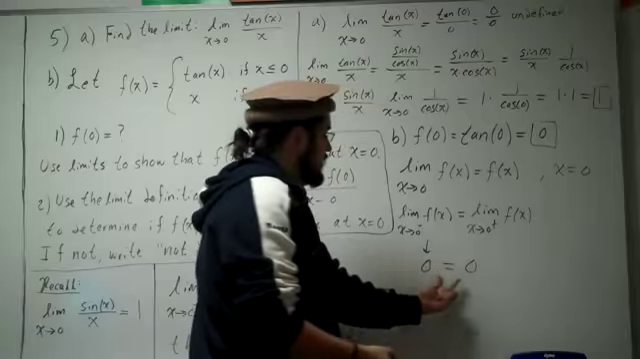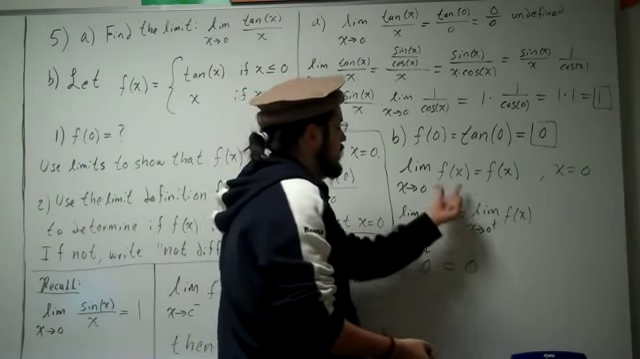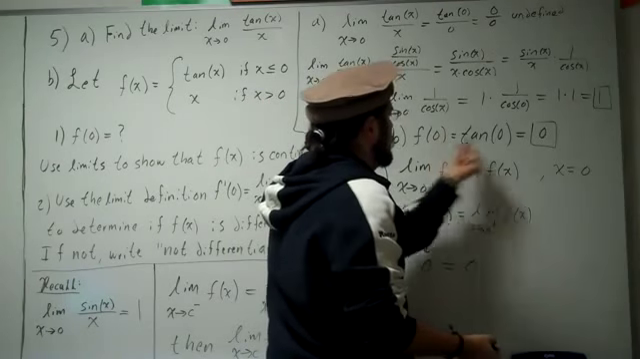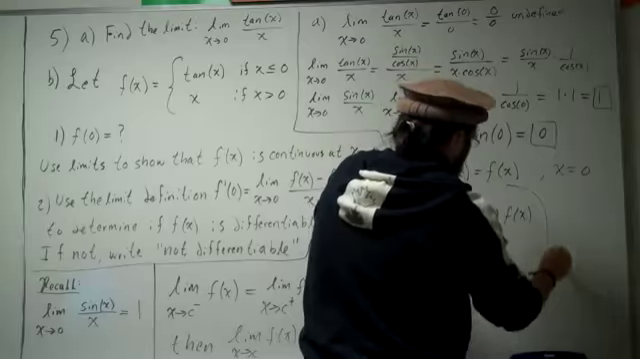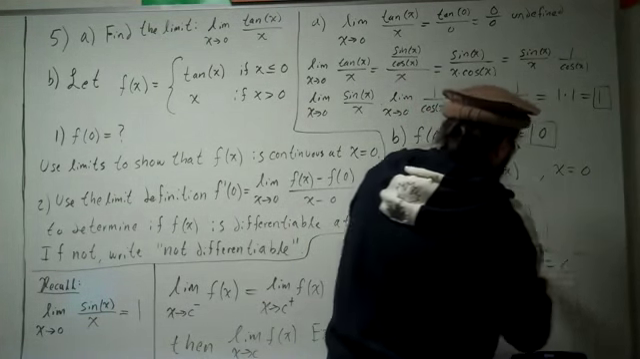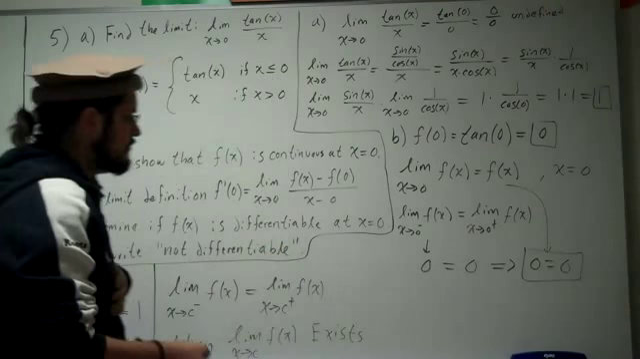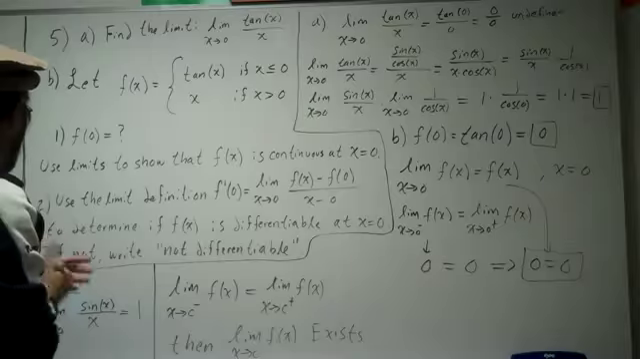So since this is true, since they're both equal, then this exists, and if this exists, then it's 0. So 0 equals f of 0, but f of 0 is 0, so yes. This implies that 0 equals 0, and therefore it is continuous. Okay? So let's go ahead and jump to part 2.